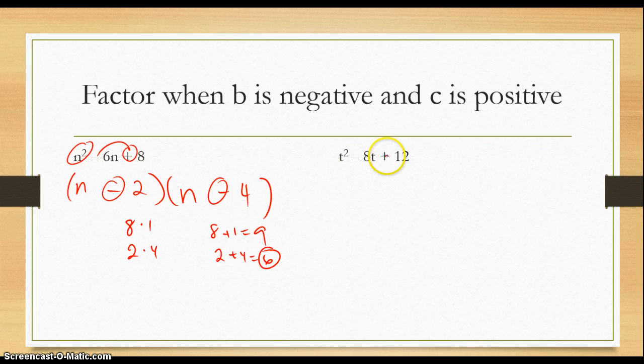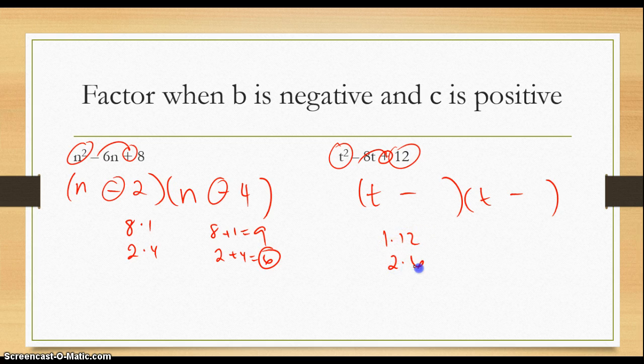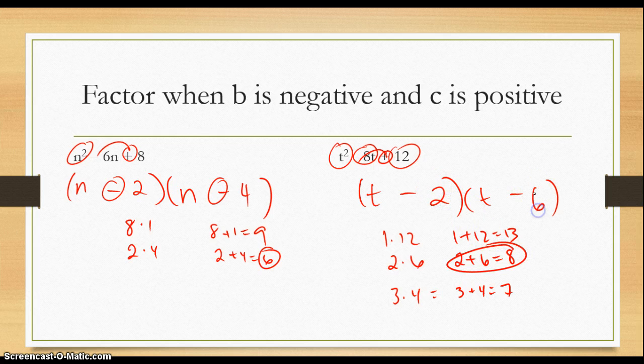Okay? So if the signs are the same inside the parentheses, treat them the same way. So we have my c is a plus. Follow the signs here. t goes in the front here, t squared. Let's look at the factors of 12. 1 and 12, 2 and 6, 3 and 4. Add them together. And you don't have to do this each time. Once you find your answer, you can stop. But I'll show you. So the middle term is an 8. So 2 and 6. Okay, double check, try it out.